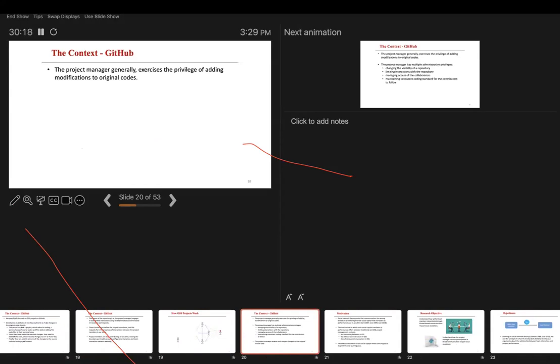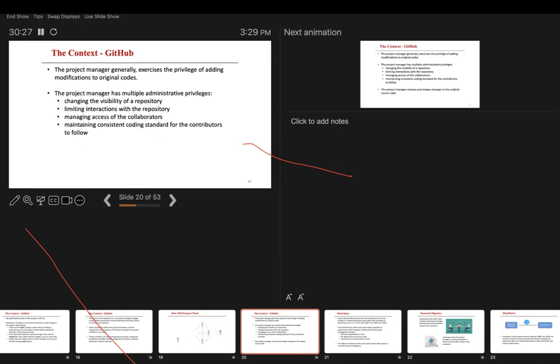The privilege that the project manager has is in determining who should be able to add or change code, right? So that privilege, they do have some say. They can change the visibility of the repository. That's one of the project management tasks that they can enforce for certain people.